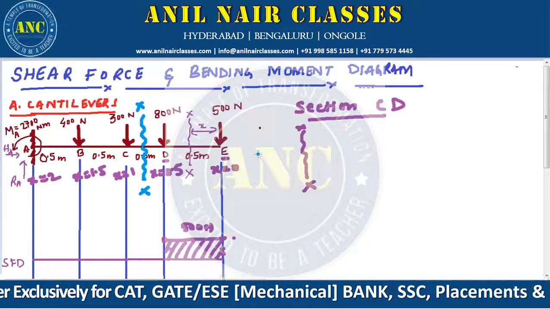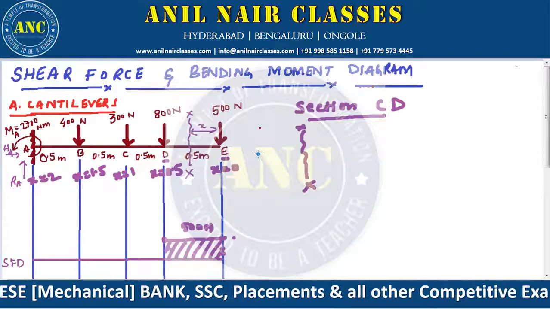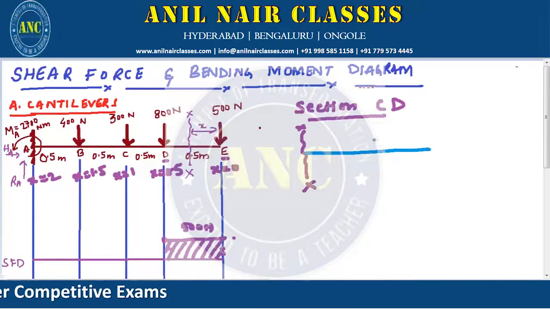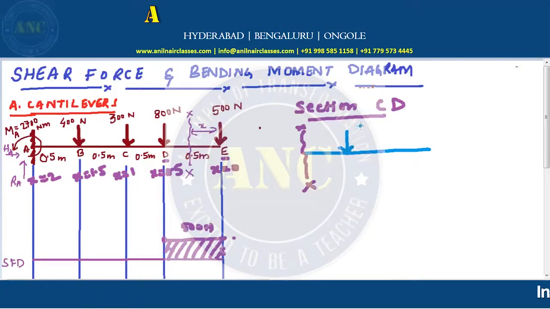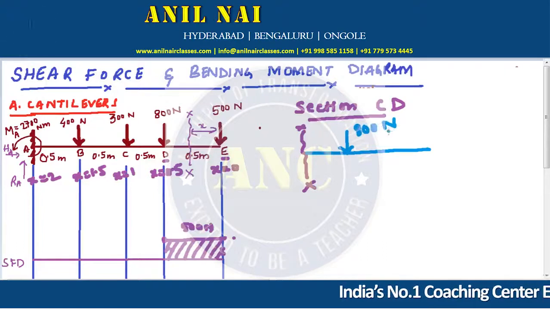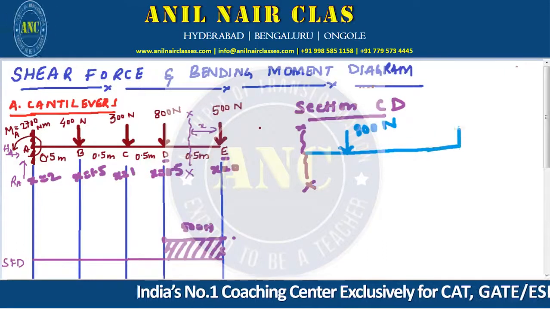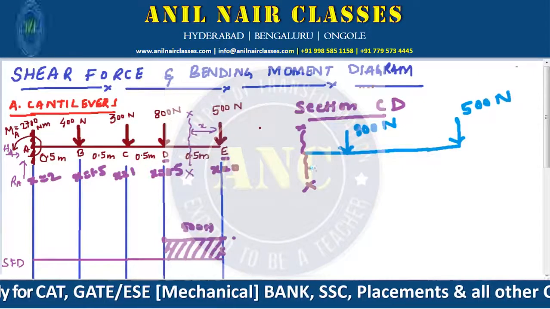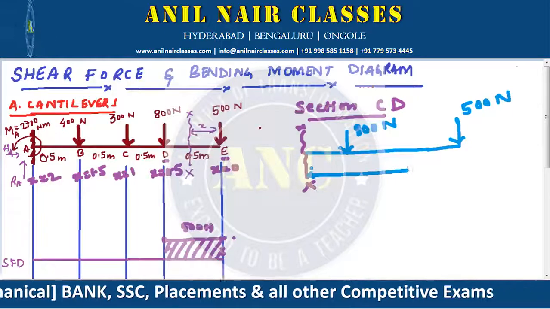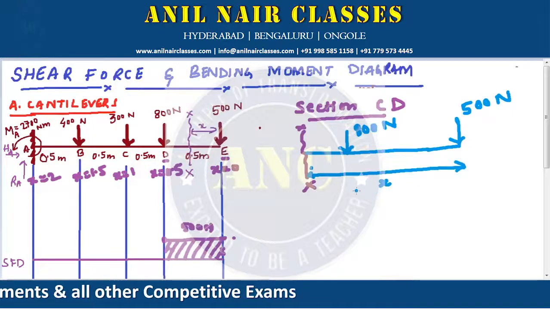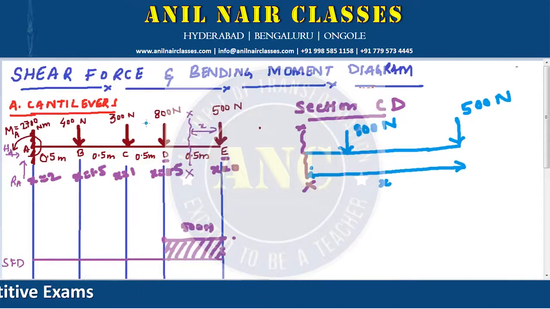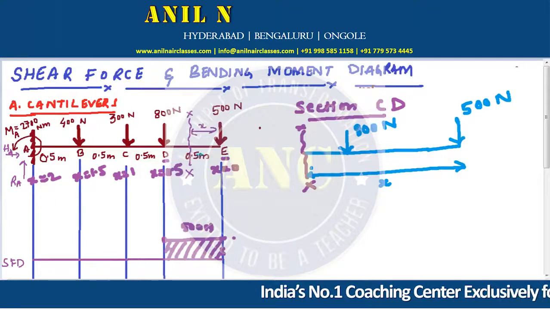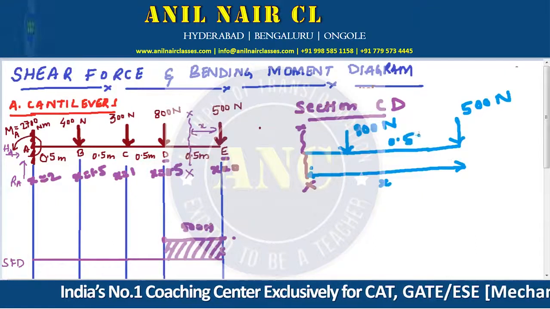So when I take XX in between CD, the D will come with 800 newtons and 500 newton will also come in. At what distance? At a distance of, this distance was how much? At a distance of X, right? We don't know because I have taken randomly one section anywhere in between CD. But we know the distance between D and E, that is 0.5 meter.